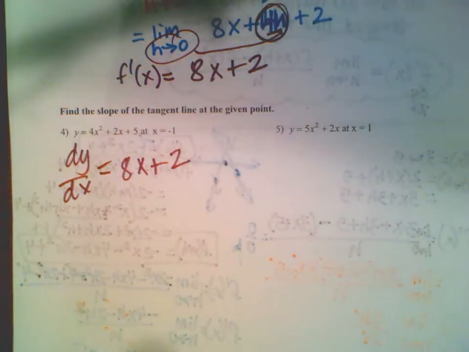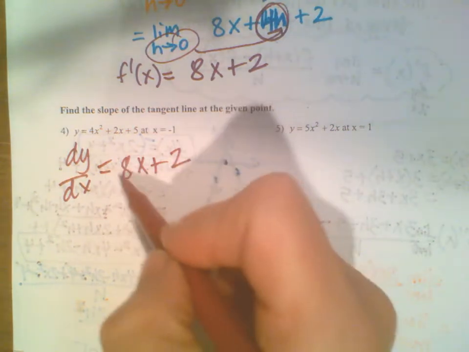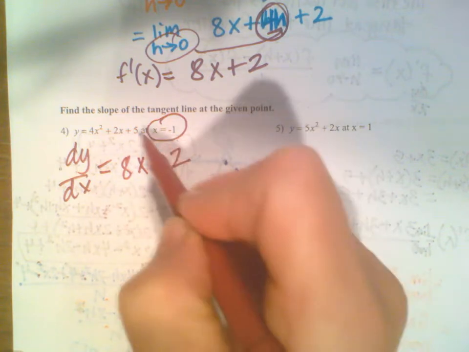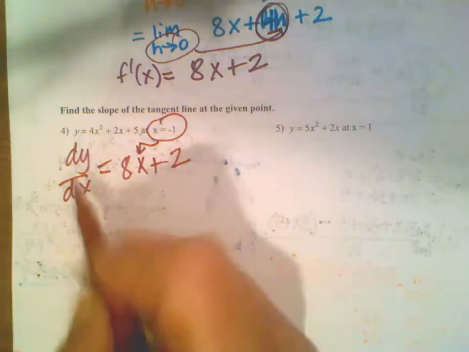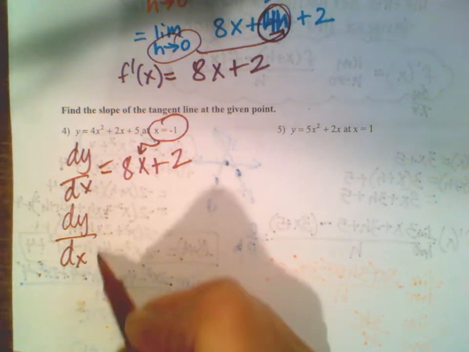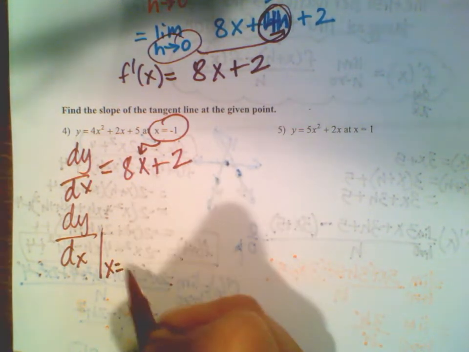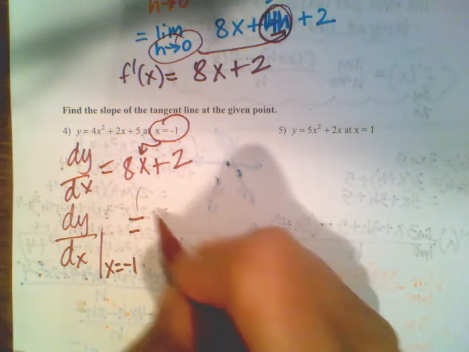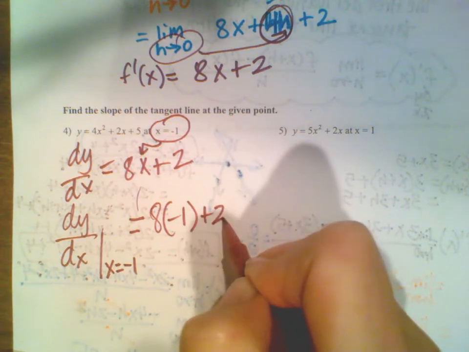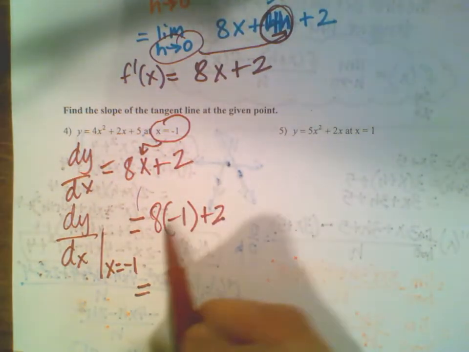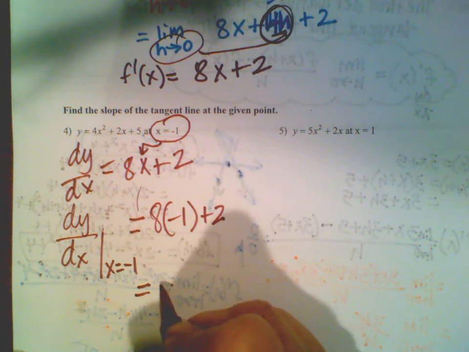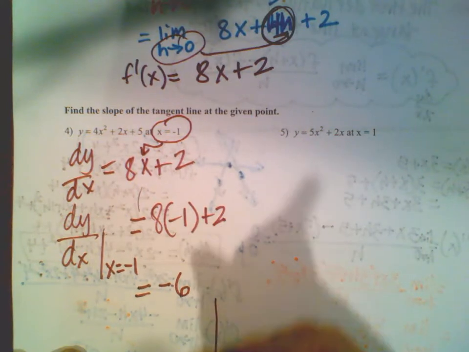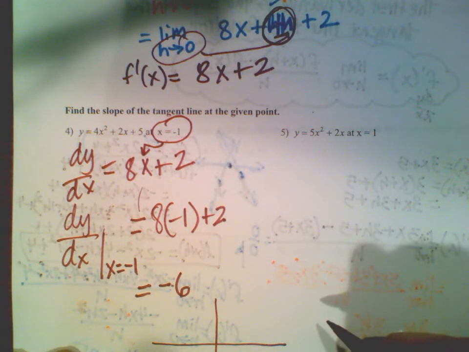So if I want to find the slope of the tangent line at a given point, that means I'm interested in what the slope is when x is -1, so I just replace x with -1. This is how we write it. dy/dx at x equals -1 is how that's written. And so this is equal to 8 times -1 plus 2, or -8 plus 2, which is -6.